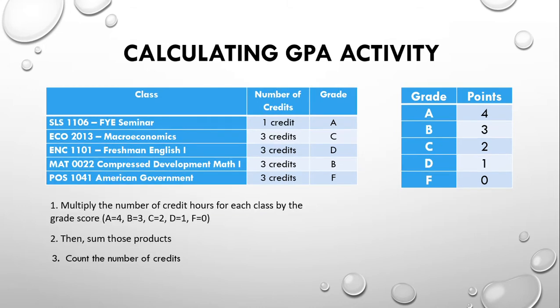So in order to figure out our GPA, what we need to do is multiply the number of credit hours the class is by the grade score. So for example, for the FYE seminar, we're going to get 1 credit. We're going to multiply that by the grade points, which is 4, and that is going to give us 4 points towards our GPA. Once we do that for each one, then we're going to sum those, and then we're going to count how many credits we have. So let's see what that looks like.